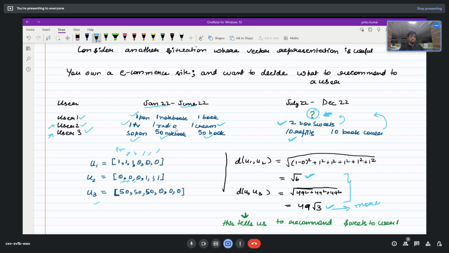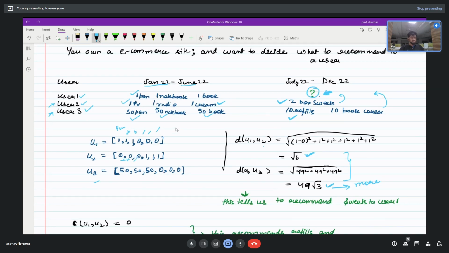So what does this tell us? This is the distance between two vectors, u3 and u1. So if the distance is more, we should try to recommend something which is at a lesser distance, right? So if we use Euclidean distance, it would recommend that we should recommend a box of sweets to this user.